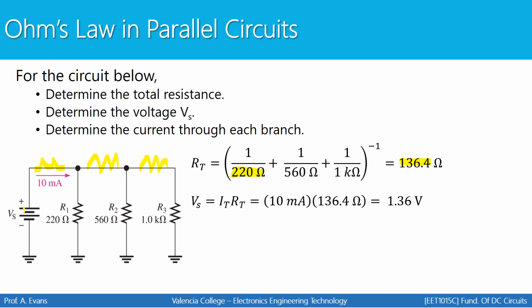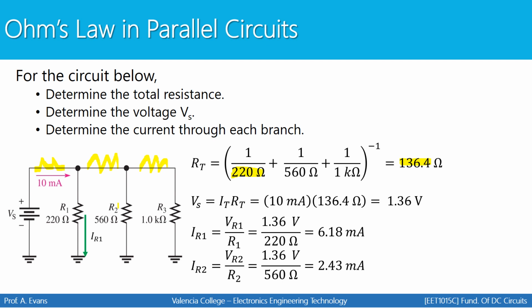In this case, I know the source voltage is equal to the voltage for R1, R2, and R3. So I can use Ohm's law to find the current through each resistor. Here's the current through R1. And there's the direction of R1. It must be flowing down because the 10 milliamps flows in this way.